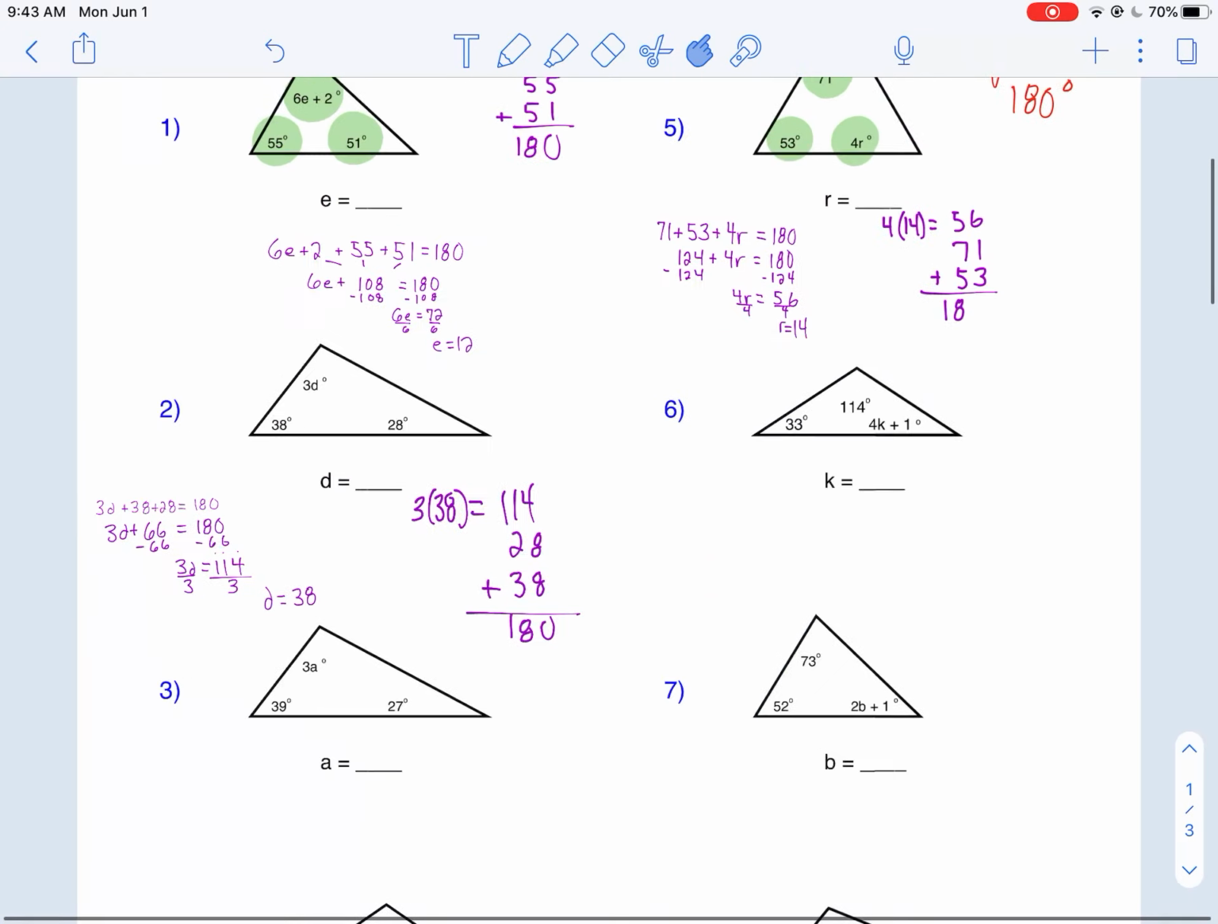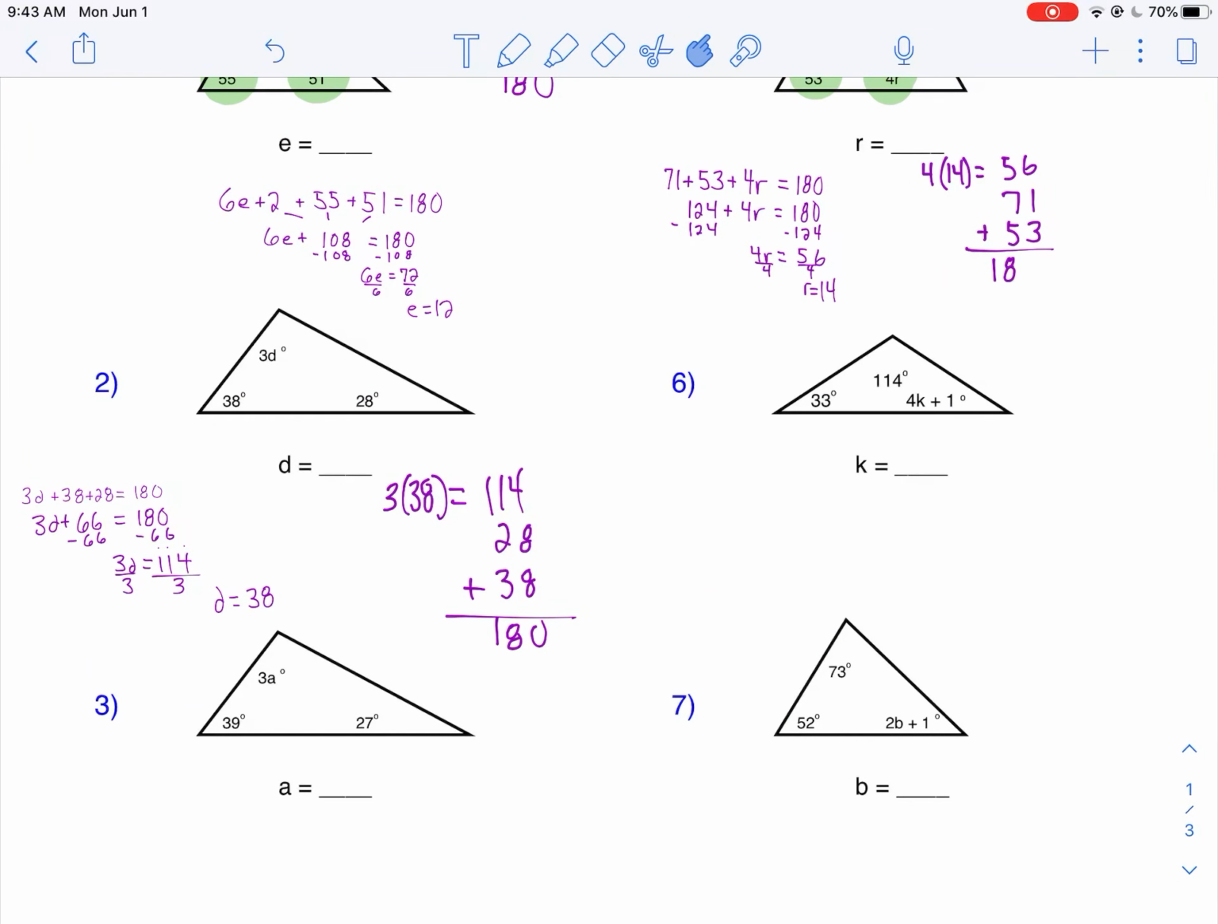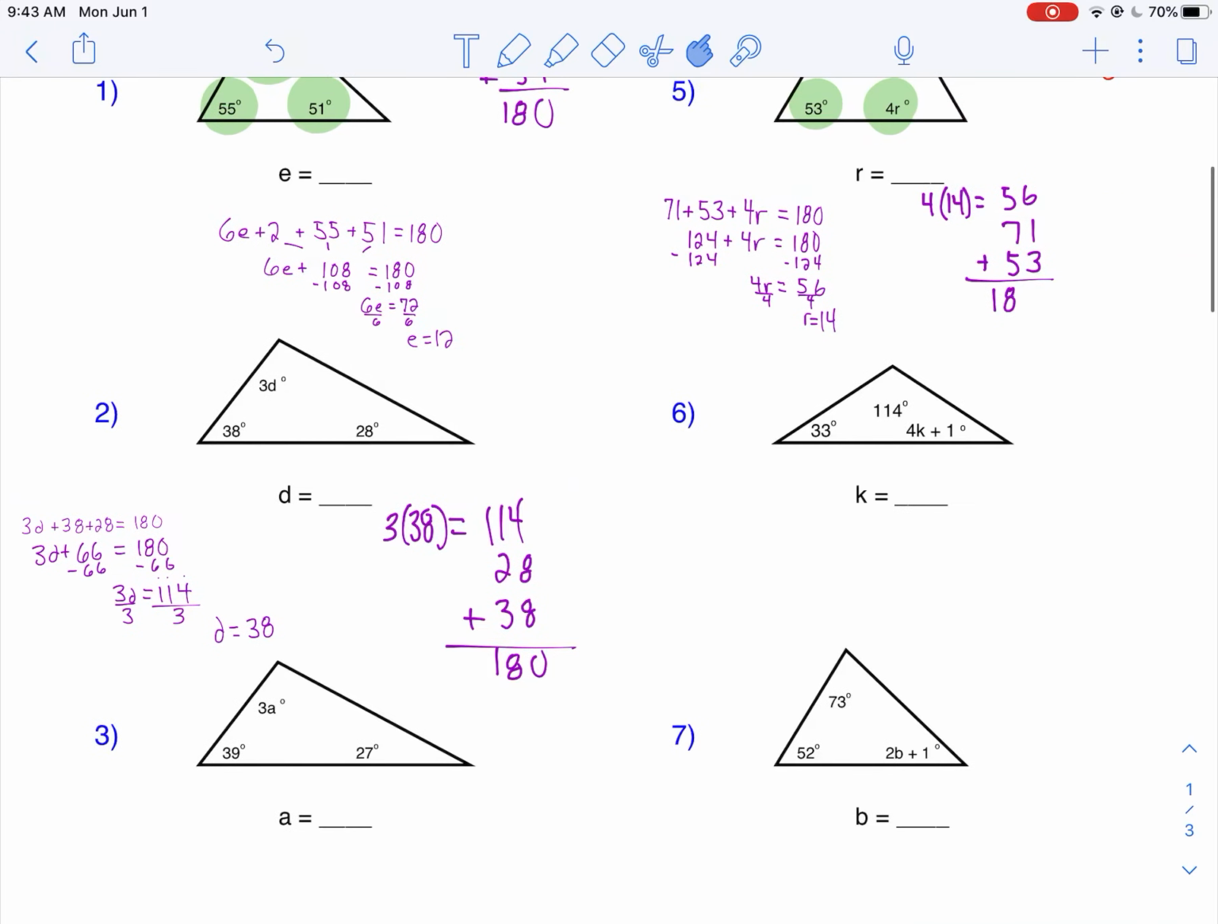So that's what we're going to be looking for today for our homework. Remember that all the angles inside a triangle equal 180 degrees, and you're going to be using that to solve for your variables today. You can do the check at the end if you want to by substituting the value of your variable in to see if it works, but I'm not requiring that. I just did that today so you can see that all the angles of a triangle, when everything's done correctly, are always going to equal 180 degrees.